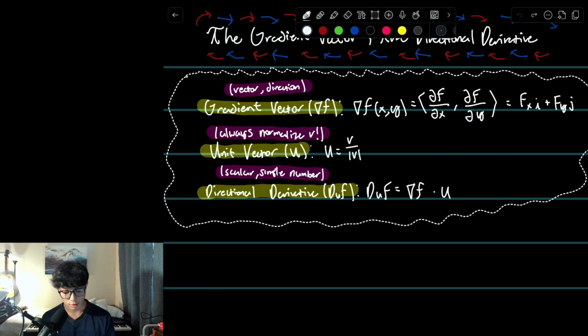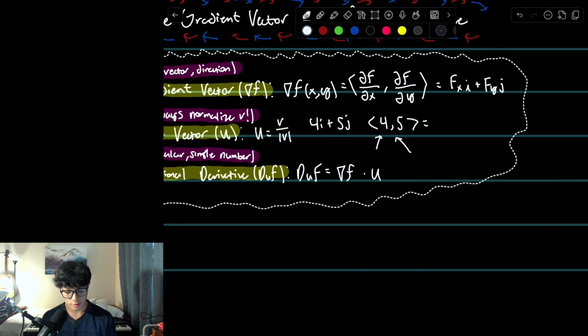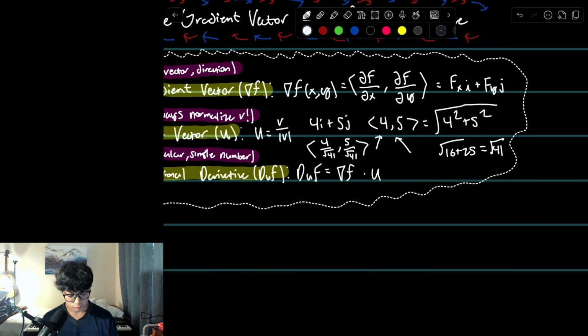Now our next thing we need to know is how to find a unit vector, which, if you recall, is just taking a vector. For example, if we get 4i plus 5j, same as 4, 5, and we put it over its magnitude or length, which in this case would be 4 squared plus 5 squared under a square root, or the square root of 16 plus 25, which equals the square root of 41. And then you would just put 4 over square root of 41, comma 5 over square root of 41, which would be your unit vector.